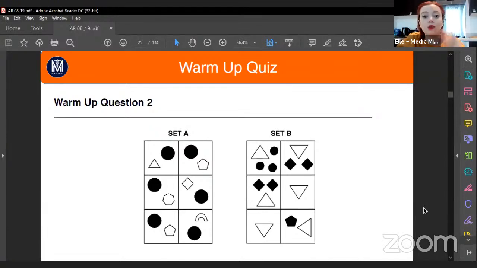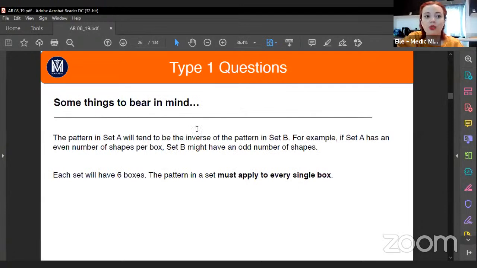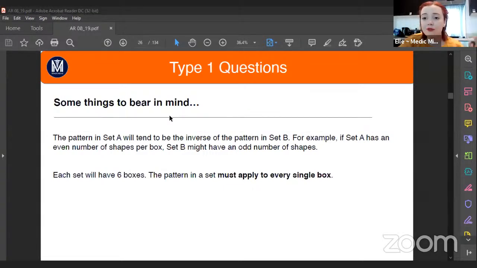So the key here was that it was a black circle in set A and a white triangle in set B, which is a combination of shape and color, which the majority of you were getting. Some things to bear in mind, and some of this is just reiterating what I've already said: the pattern in set A will often be the inverse of the pattern in set B and vice versa. So if you find a pattern in one, look for whether there's going to be one in the other. For example, if set A has an even number of shapes per box, set B might have an odd number of shapes.